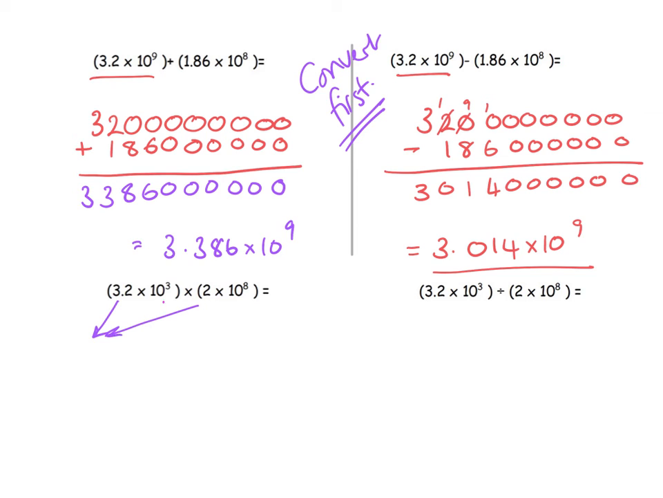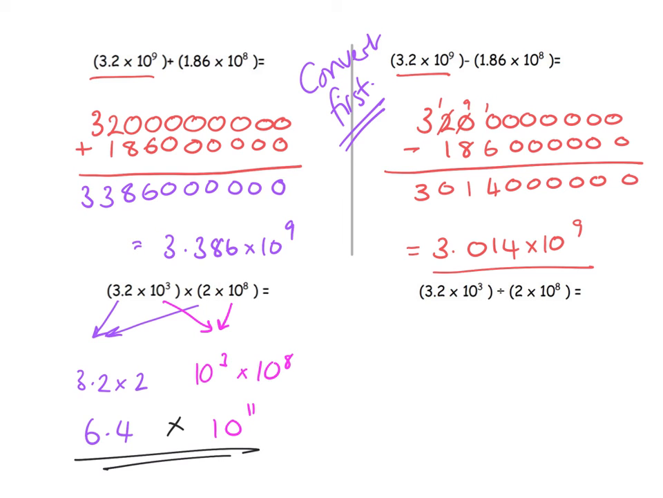With multiplication and division, we can do a shortcut, which is where we take the actual values at the beginning and we take the powers of 10 towards the end. So 3.2 times by 2 and 10 to the 3 times by 10 to the 8. We work those out separately, so it's going to be 6.4, and then it will be 10 to the 11 because we can add the indices together, and we keep that times in the middle, and that is in standard form, so I don't have to change that after.